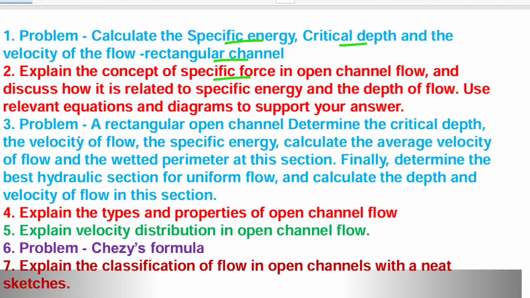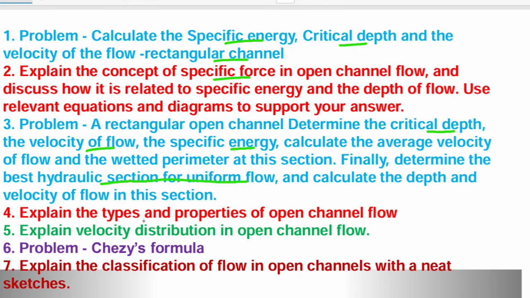Next is a problem. For a rectangular open channel, we have to determine the critical depth, then the velocity of flow, then the specific energy, then calculate the average velocity of flow to the wetted perimeter of the section. Finally, determine the best hydraulic section of uniform flow. We have to calculate all those things. A separate formula is there, so we can apply the formula and get the answer.